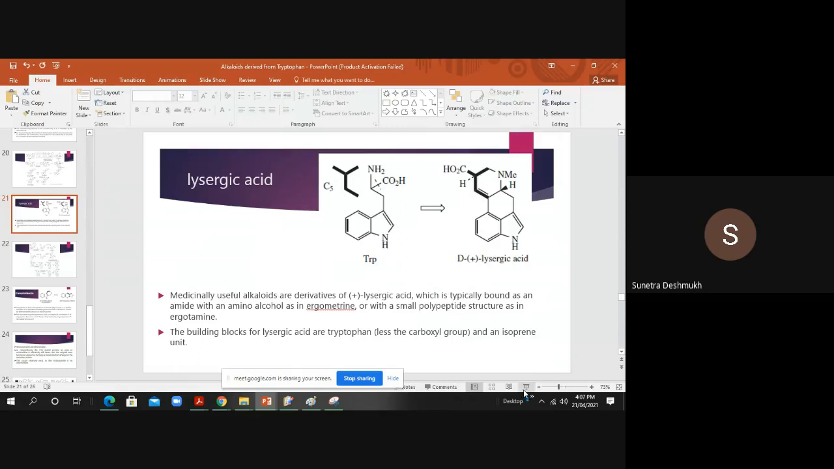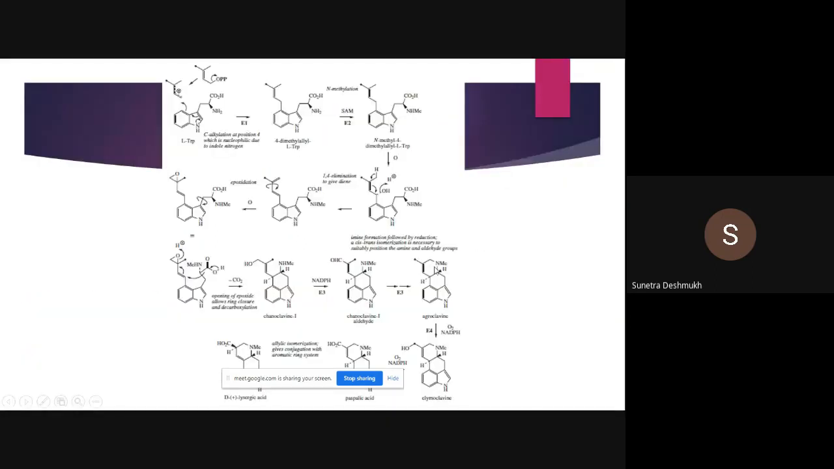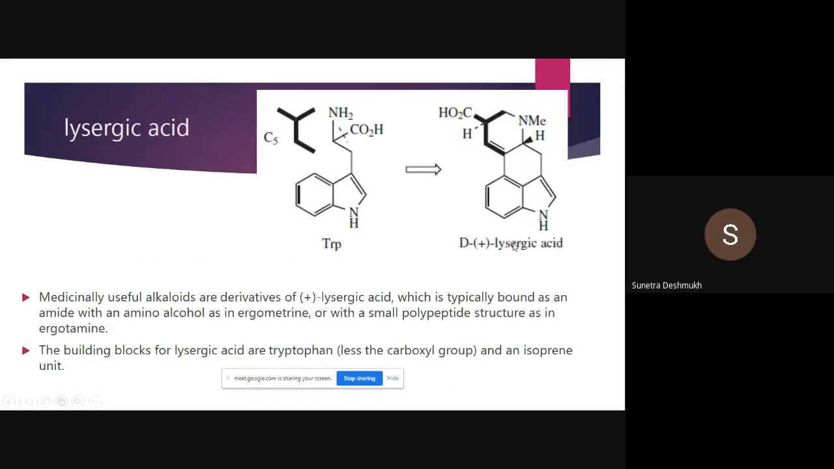Okay, we'll see now. In continuation with the synthesis of cinchonin and quinidine, the next tryptophan-based alkaloid is lysergic acid. So here is the structure of D-plus-lysergic acid, which contains this indole moiety as a basic moiety, and we are going to synthesize this one.